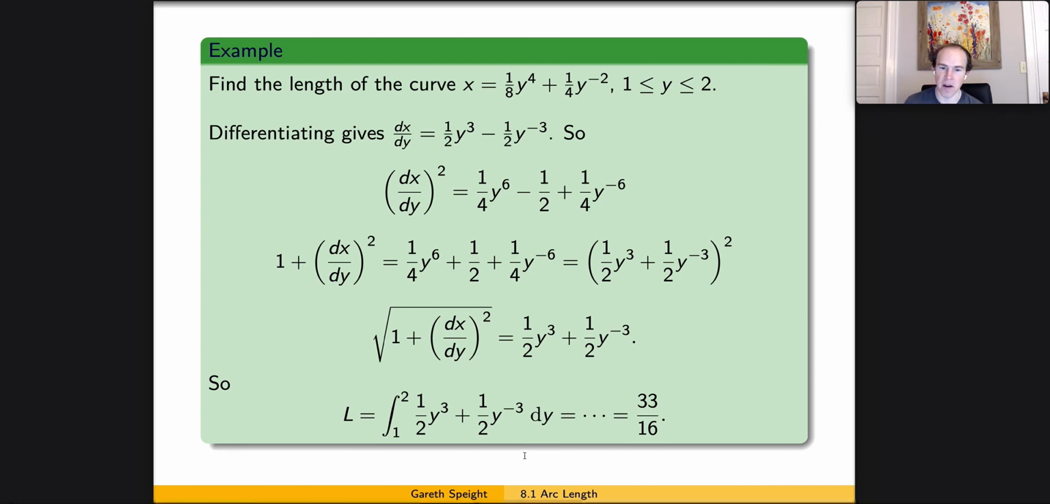And there are lots of boring steps here. We're just using the power rule. We sub in the limits, we subtract them. I'm going to skip over those steps. In the end, the answer will be 33/16.